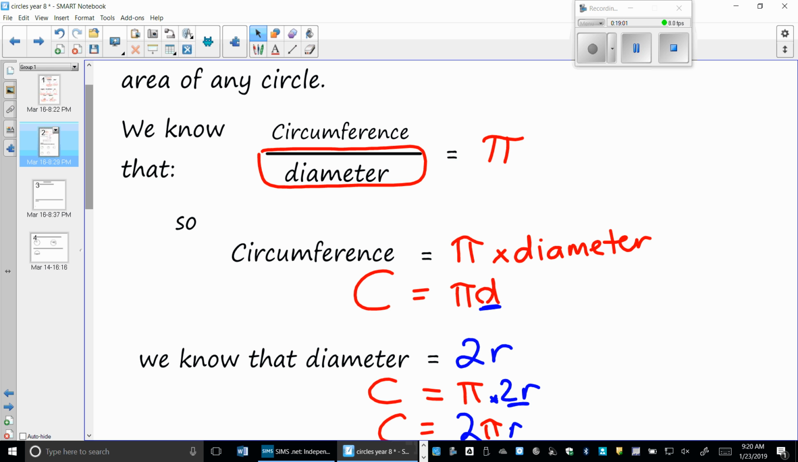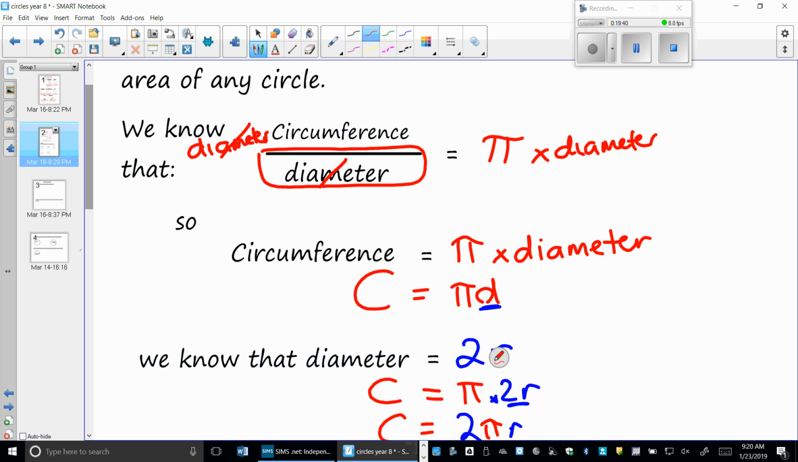So what I've done here is I've rearranged this. Now we'll do more rearranging later. But for now, if you have something divided by an amount, to undo that or to get it on its own, we have to do the opposite thing. That means I would have to multiply by the diameter. Because if I multiply that by the diameter, these two things will be cancelled out. Do you remember like the fraction? But I can't just multiply this side by the diameter. I have to multiply this side as well.